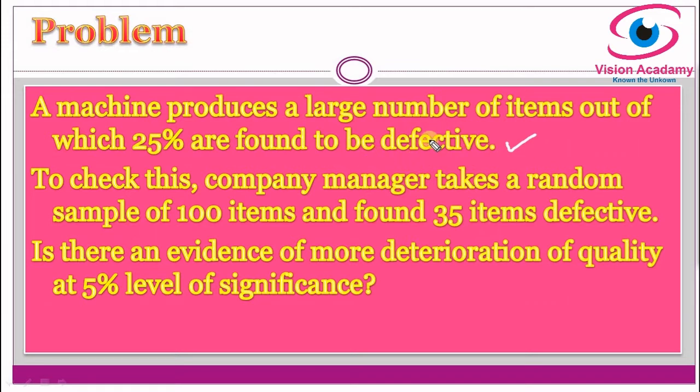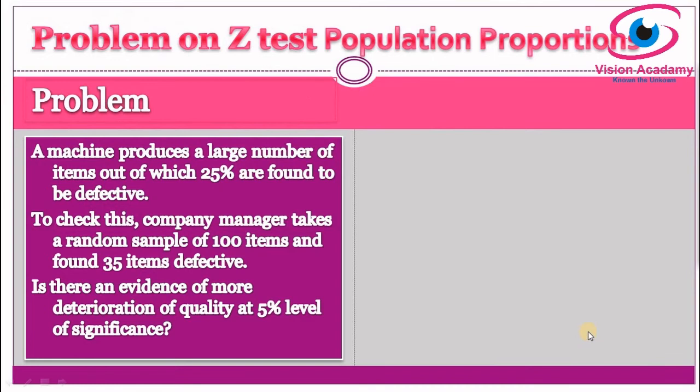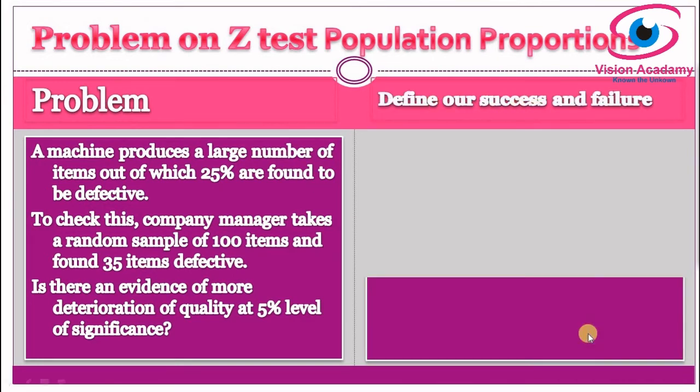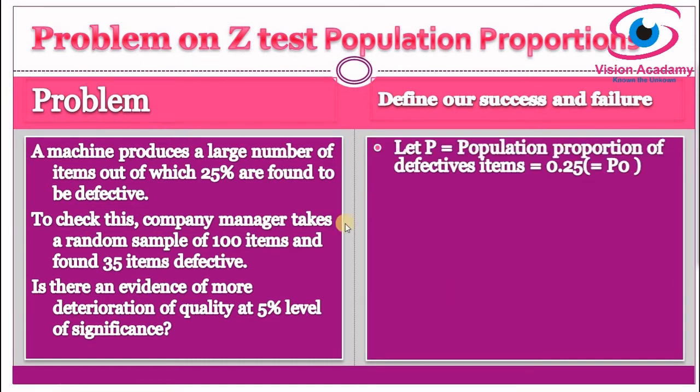So in this problem, you can divide the whole attribute as defective items and non-defective items. So this is a perfect situation where you can apply population proportion. So now we have decided we can apply population proportion for this problem based on the nature of this problem. Then let us define the success or failure, whether we are getting defective or non-defective. Before that, I will derive some of the information from the problem.